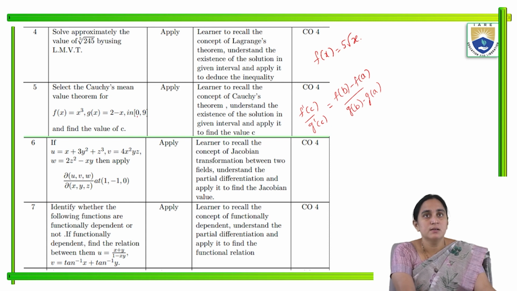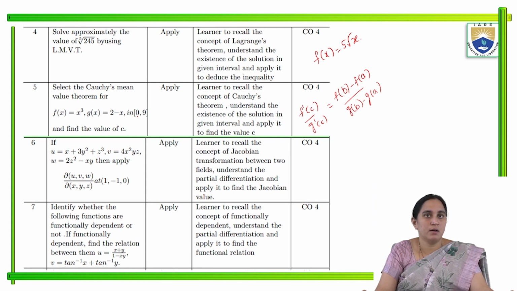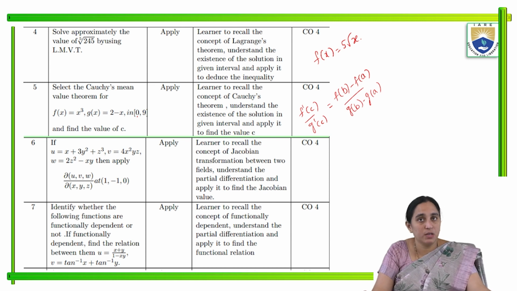Okay, this is the verification of the Cauchy's mean value theorem for the functions f of x is equal to x cube and g of x is equal to 2 minus x. Observe that these two are algebraic functions, so definitely these two are differentiable, and if it is differentiable, definitely it is continuous. Okay, that is the fifth question.